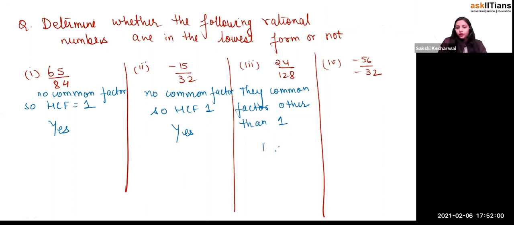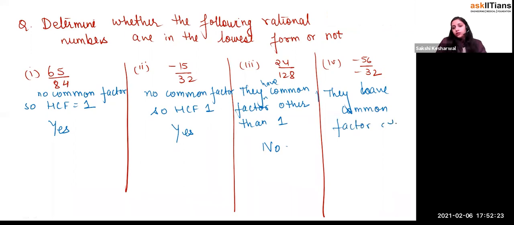So it's no, right? Minus 56 by minus 32. I know both are divisible by 4, because this is 8 times something and this is 14 times something. You have to be very good at it. So again, they have common factor other than 1. So its answer is no. That's it. This is clear to everyone.